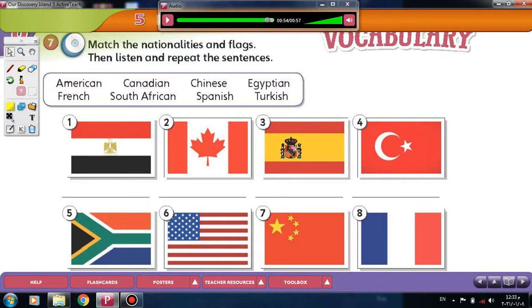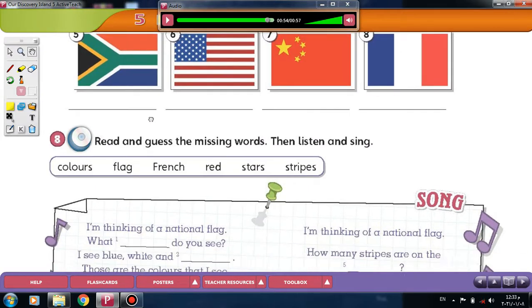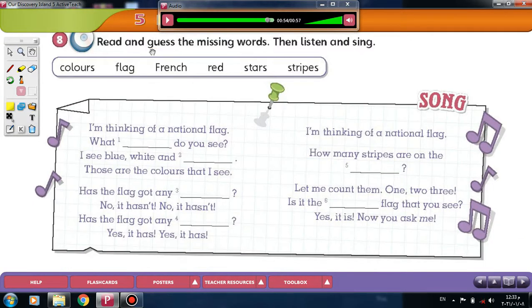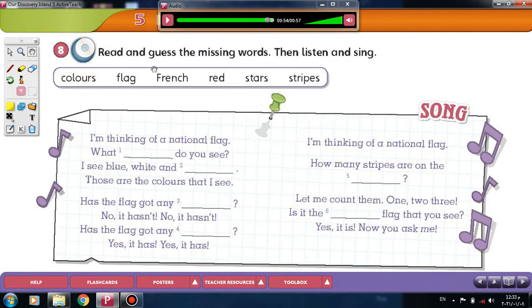Okay, now let's go to this exercise 8. Read and guess the missing words, then listen and sing. We have here in the box colors, flag, French, red, stars and stripes. Okay?